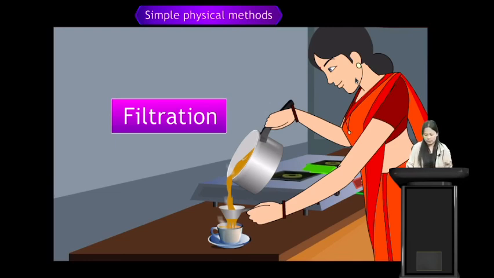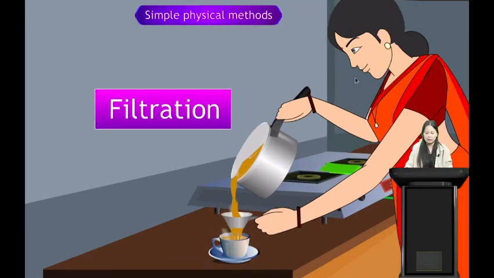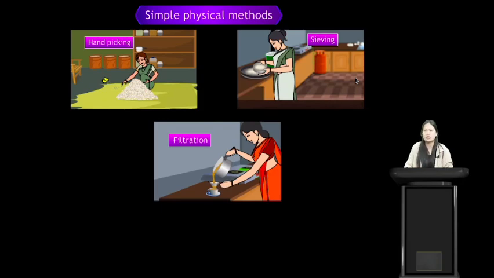So we have discussed hand picking, sieving and filtration. These three are the simple physical methods which can be used to separate the components of a heterogeneous mixture.